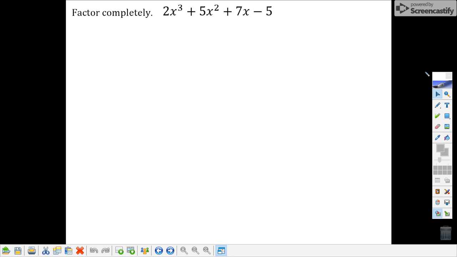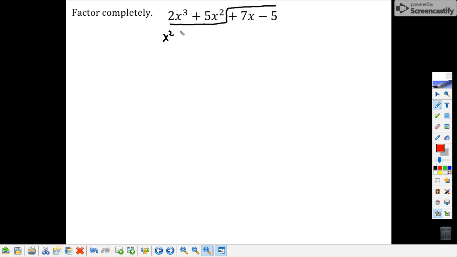We're going to go ahead and factor the following problem. So notice there are 4 terms. Typically when you see 4 terms, we try to do our grouping method. However, and I'll go ahead and just go through it, if you try grouping, you pull out your greatest common factor of x squared.